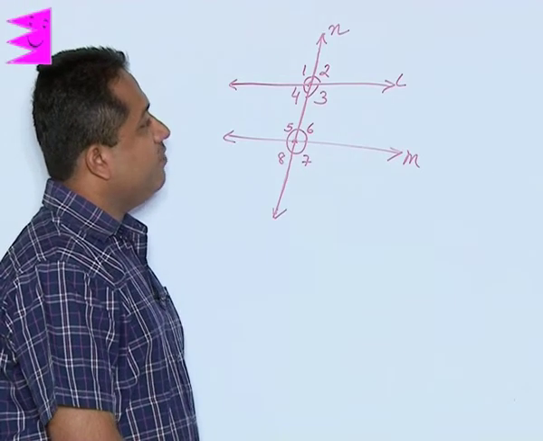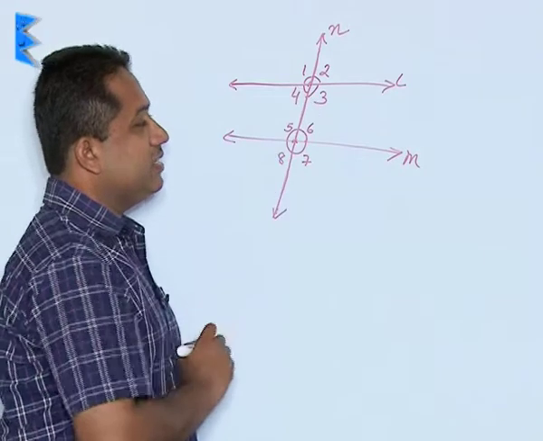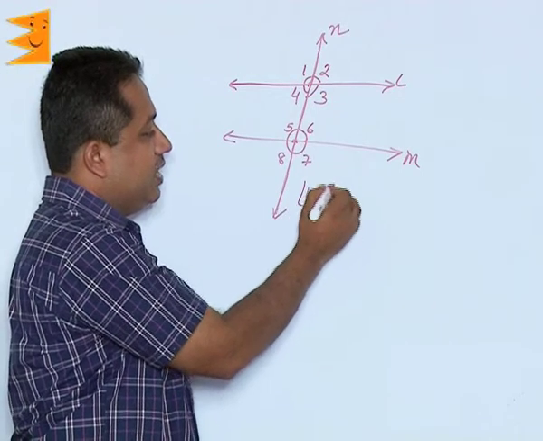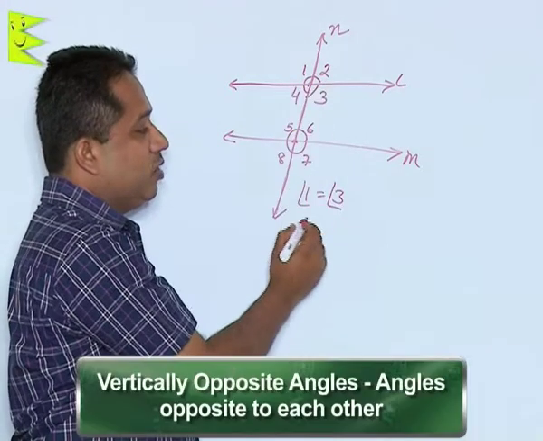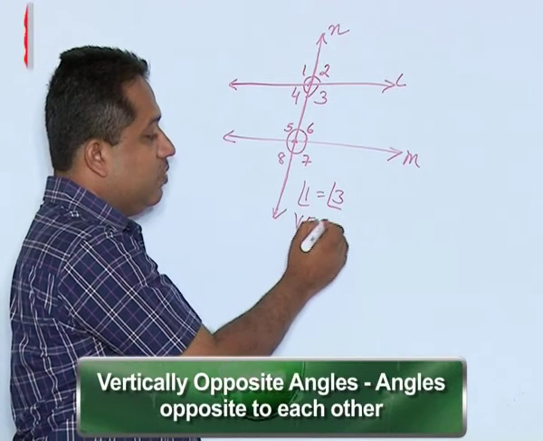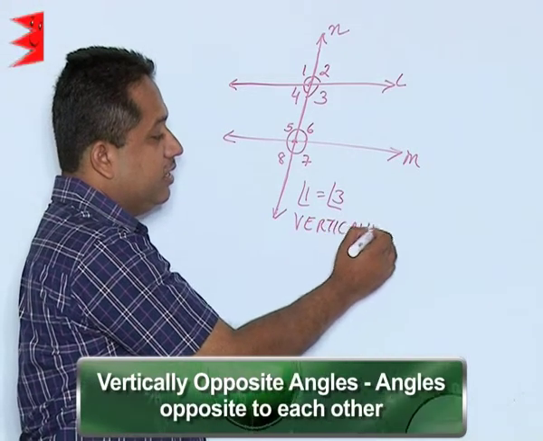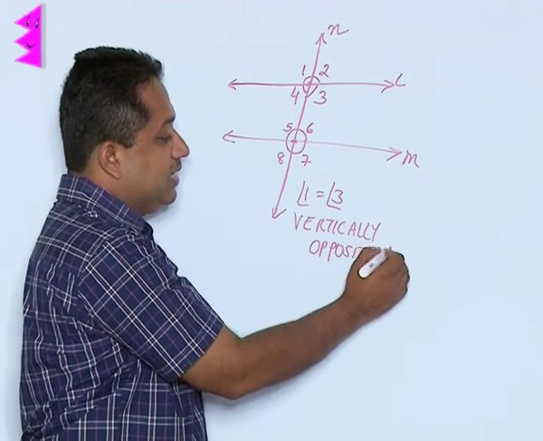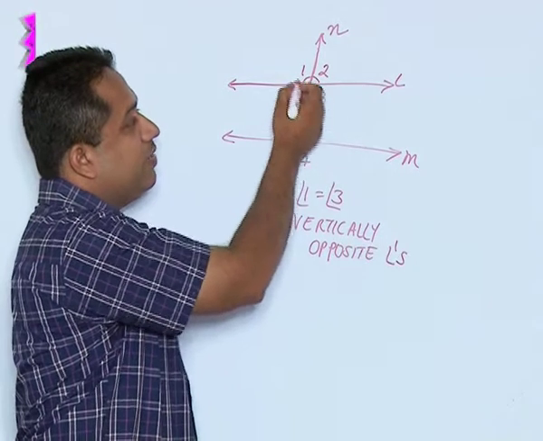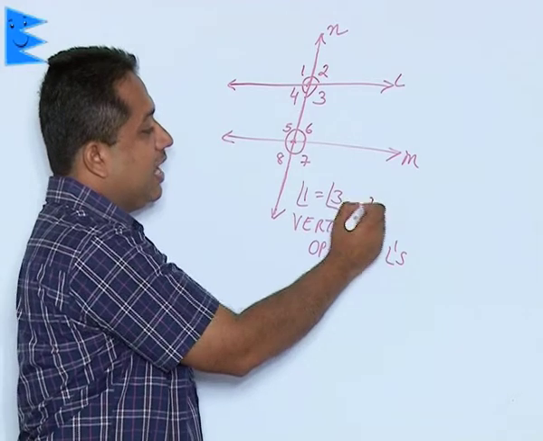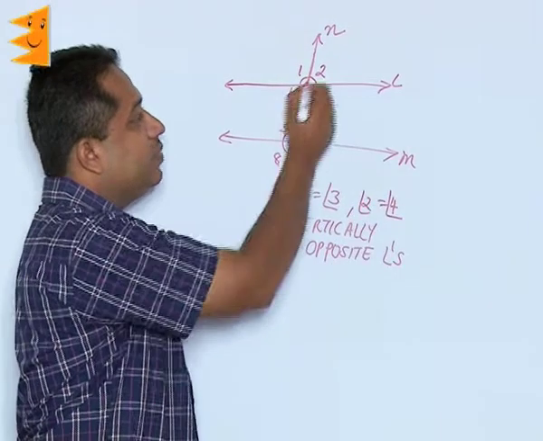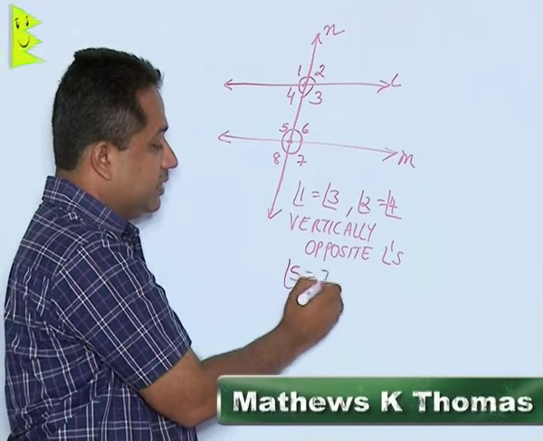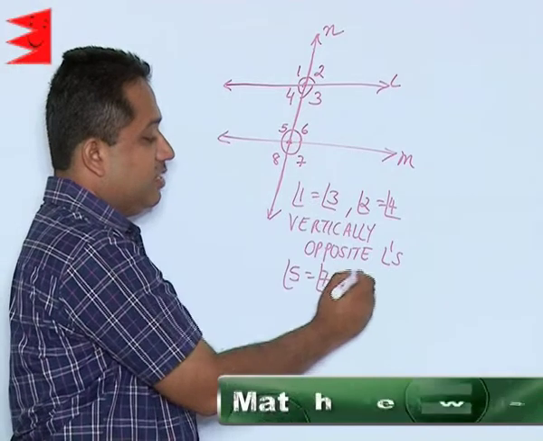Now, from the same diagram, we can find that there are other types of angles here. Angles which lie exactly opposite to each other, for example 1 and 3, are called vertically opposite angles. So, 1 and 3 are equal. Vertically opposite angles are always equal. Similarly, angles 2 and 4 are also vertically opposite angles. Moving below, we have 5 and 7 as vertically opposite angles and we also have 6 equal to 8.